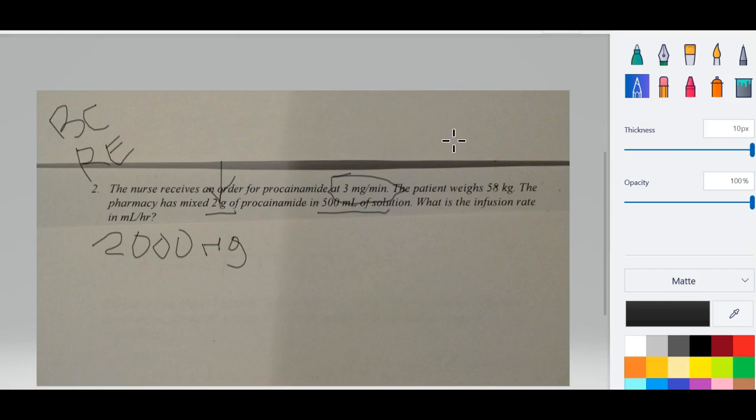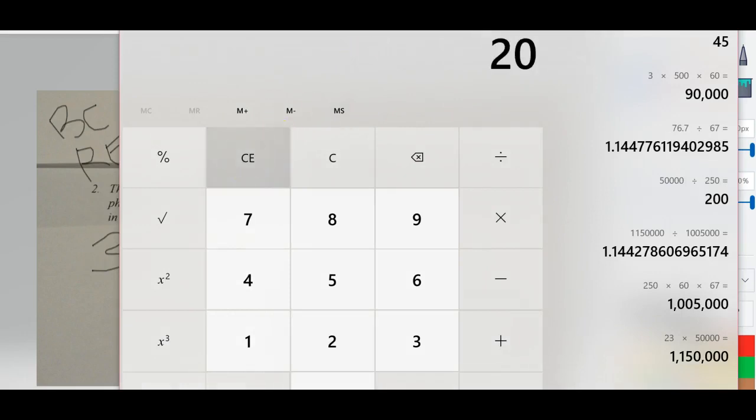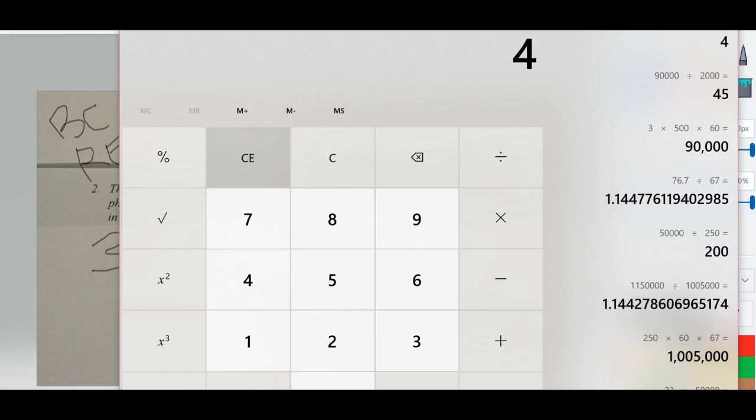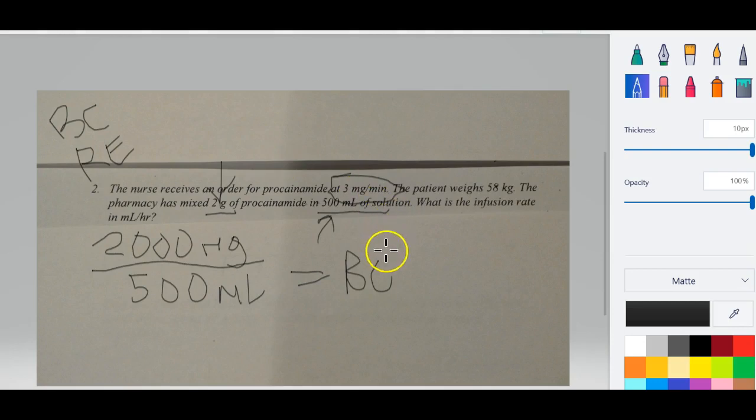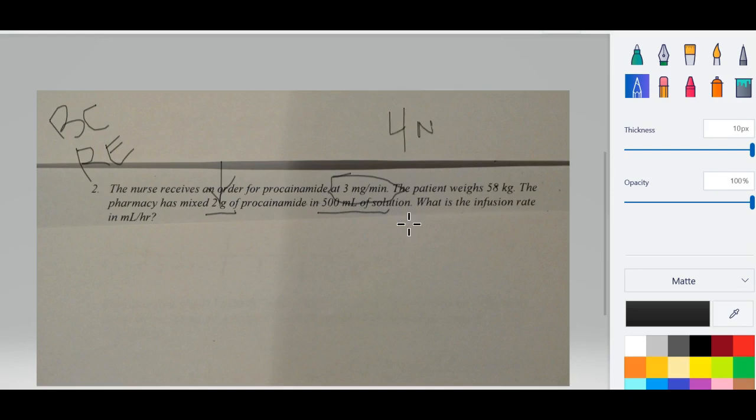All right, so we're going to do 2,000 milligrams divided by a solution quantity, which is 500 mLs. Gives us a base concentration of 2,000 divided by 500 equals 4. That is 4 milligrams per mL, okay? So in each 1 milliliter, there's 4 milligrams of medicine. All right, now that's important to notate. So we're going to have 4 milligrams in 1 mL for base concentration. We'll just put it up here. Base concentration.